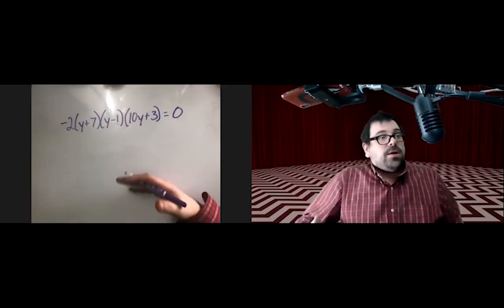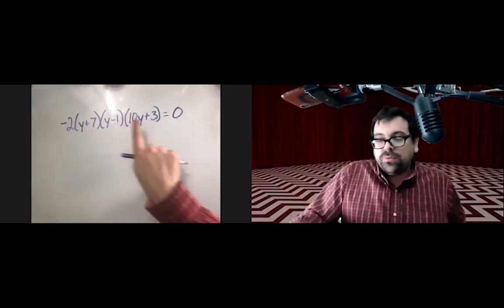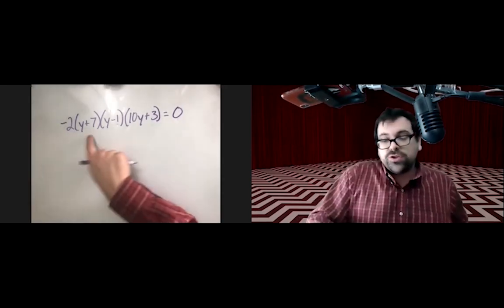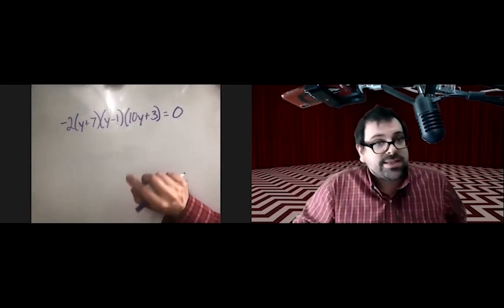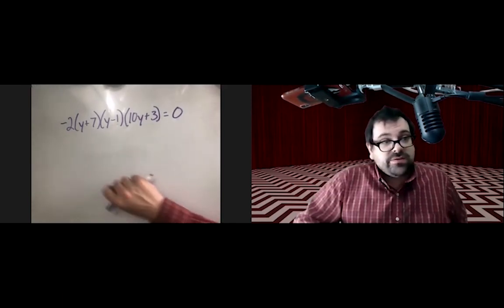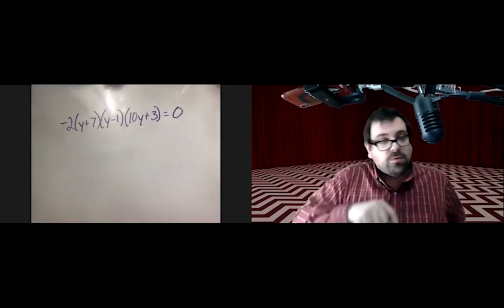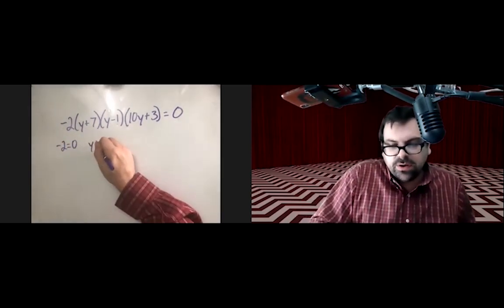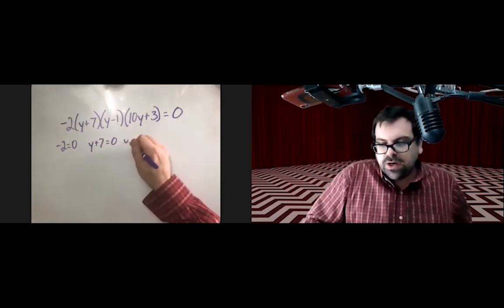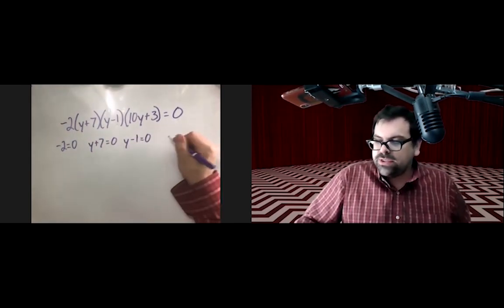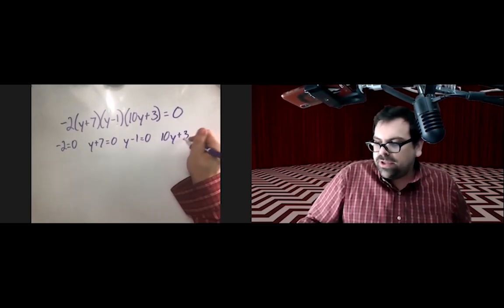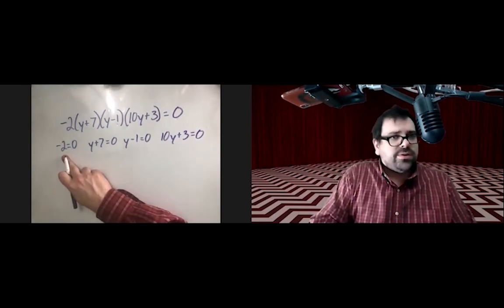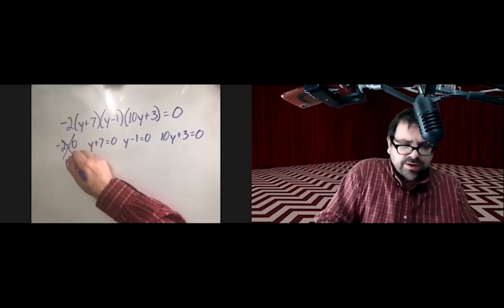It's the zero factor property still. We have 4 factors multiplied together, which means at least one of these 4 factors must equal 0. So we set each of these 4 factors equal to 0. -2 equals 0. y plus 7 equals 0. y minus 1 equals 0. 10y plus 3 equals 0. -2 equals 0, that's false. There's no solution there.